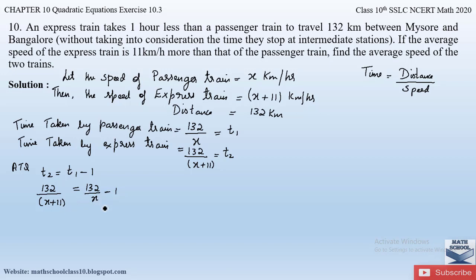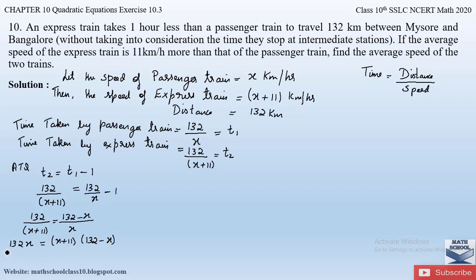Now let us take the LCM here and then cross multiply. So 132 divided by x plus 11 is equal to 132 minus x divided by x. Now let us cross multiply. If you cross multiply, you will obtain 132x is equal to x plus 11 into 132 minus x.